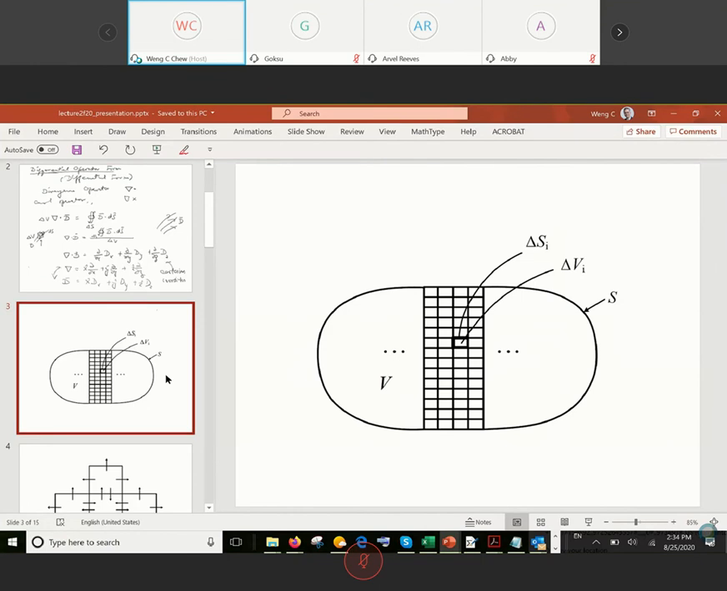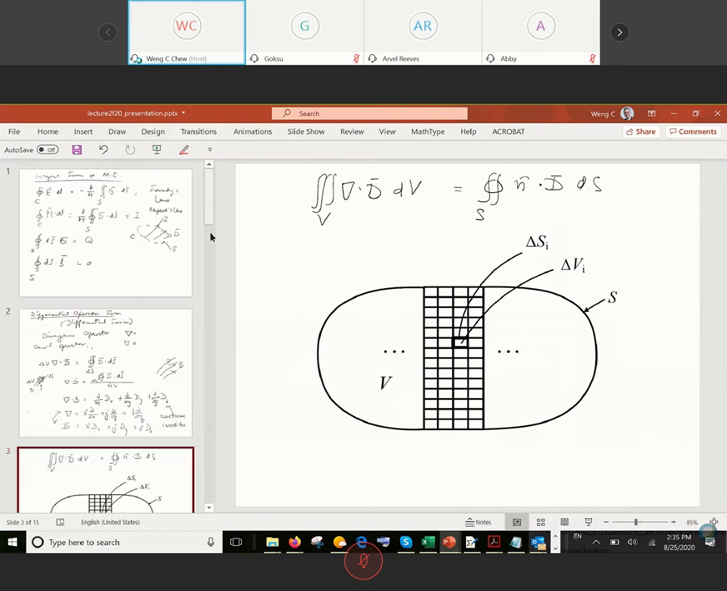Gauss theorem says that if I have a divergence of a flux, and this is integrated over a volume V, that should be equal to the surface integration of this flux over the surface S that is enclosing that volume V. Okay, this is Gauss theorem. And you can think of Gauss theorem as a consequence of the definition of a divergence.